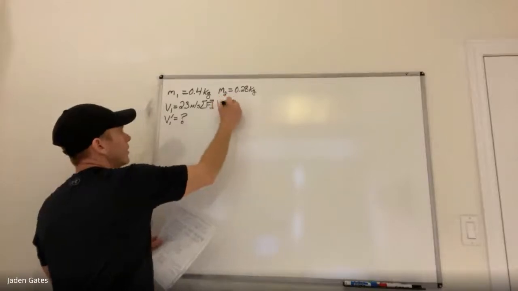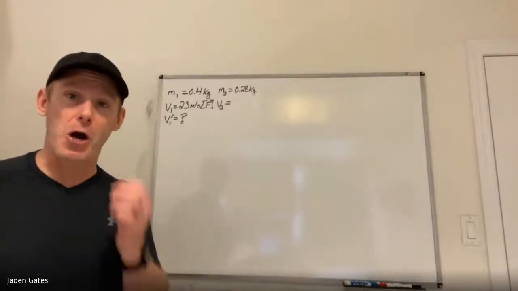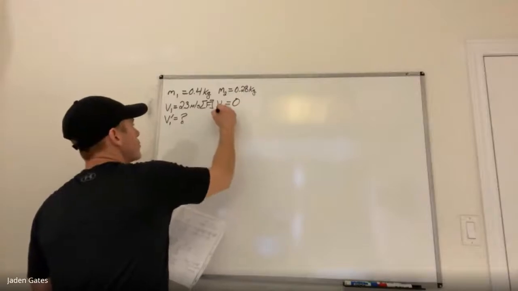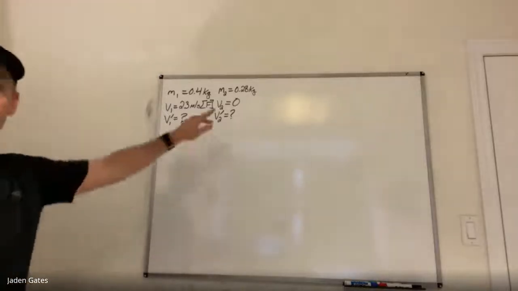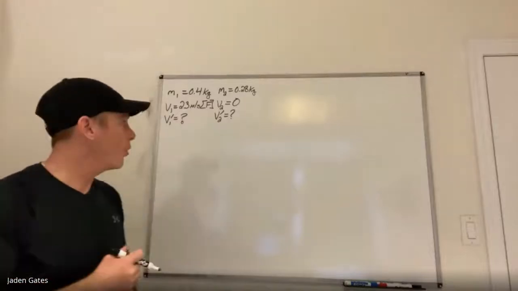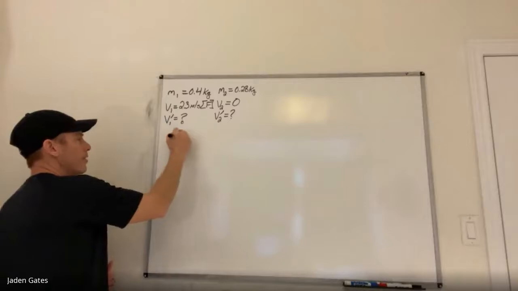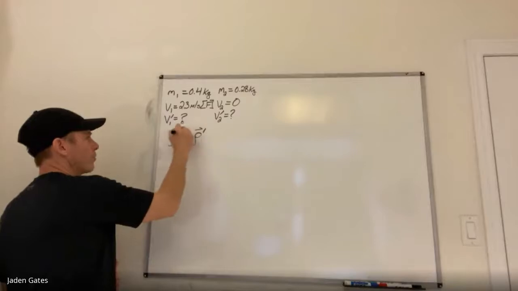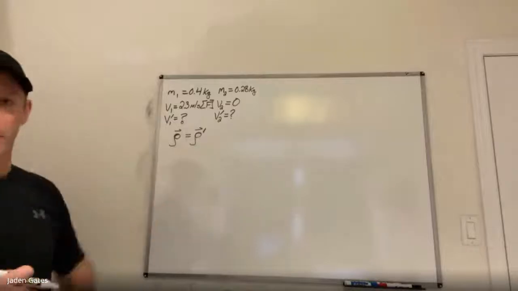V2, the velocity initially, well, if you've ever played some pool, you realize that only one ball gets to move at the start, and that's the white ball. And so V2 is 0. Do I know the velocity afterwards? I do not. So now we have two unknowns. But here's the deal: we do know that with conservation of momentum in collisions, the momentum before is equal to the momentum afterwards. So p is equal to p prime.